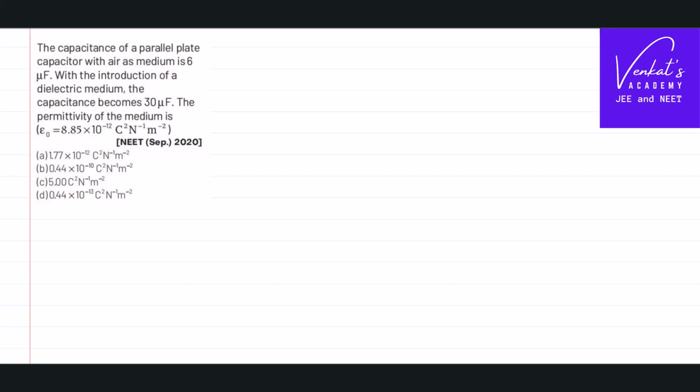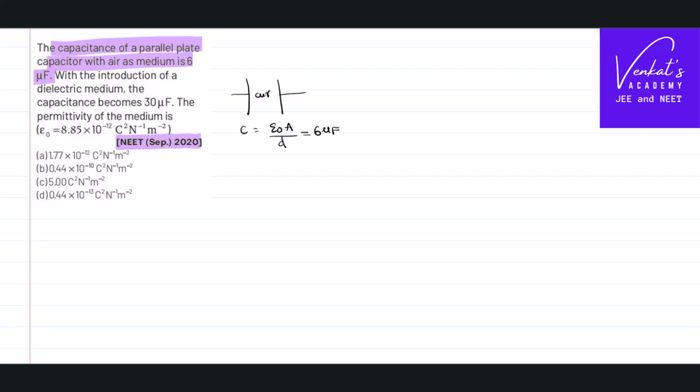We are solving a NEET 2020 question in electric potential and capacitance. This problem is based on capacitors. It says the capacitance of a parallel plate capacitor with air as a medium is 6 microfarad. So if you try to understand what he is saying, there is a parallel plate capacitor, and air is the medium between the plates. We know the formula C = epsilon naught A by D. This value is given as 6 microfarad.